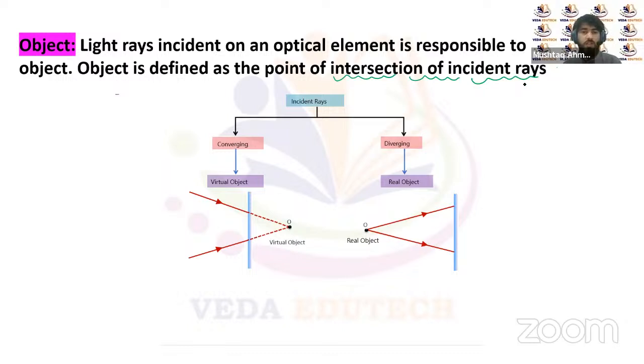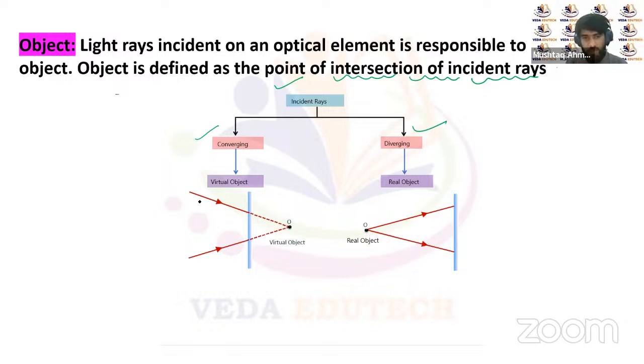So the object is the point where the incident rays intersect each other, right? Incident rays can be of two types. One is converging, another is diverging, right?